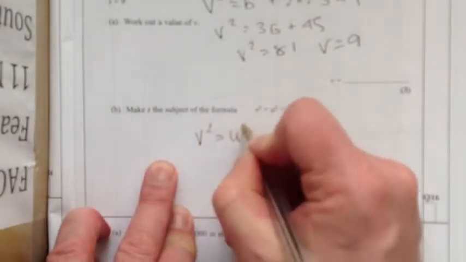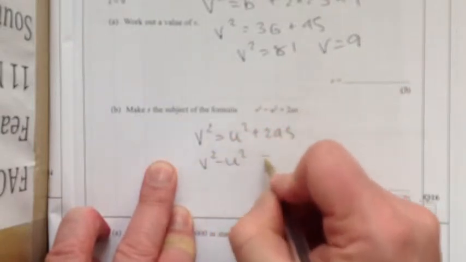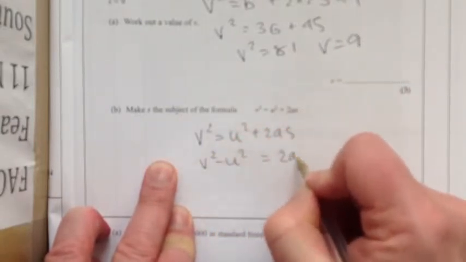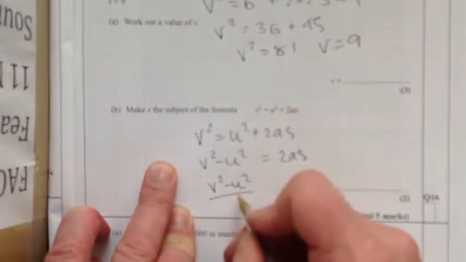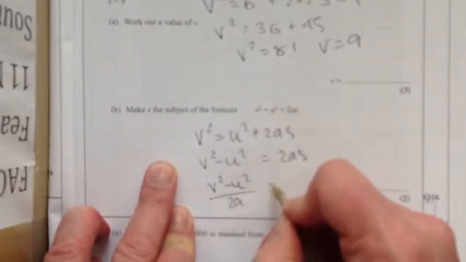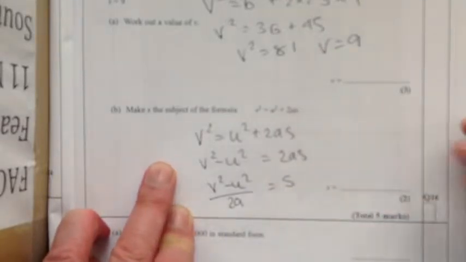Make s the subject. I'll write this out so it's a bit clearer. v squared equals u squared plus 2as. So v squared minus u squared equals 2as. V squared minus u squared all over 2a equals s. And that's your answer there. Right.